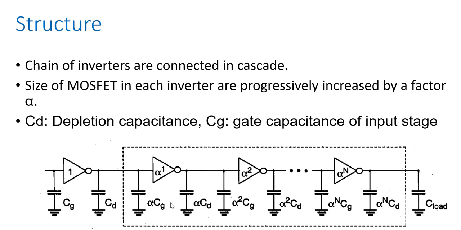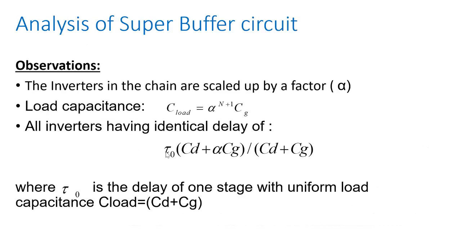Now, this is interesting. If the load capacitor is CD plus alpha CG, then the delay will be as follows. The tau 0 delay is what you get for a capacitor of CD plus CG. So for CD plus CG amount of capacitance, you get a delay of tau 0. For CD plus alpha CG amount of capacitance, you will get a delay of tau 0 times this one by this one, where tau 0 is the delay of one stage with uniform load capacitance, C load equal to CD plus CG. I already mentioned that.